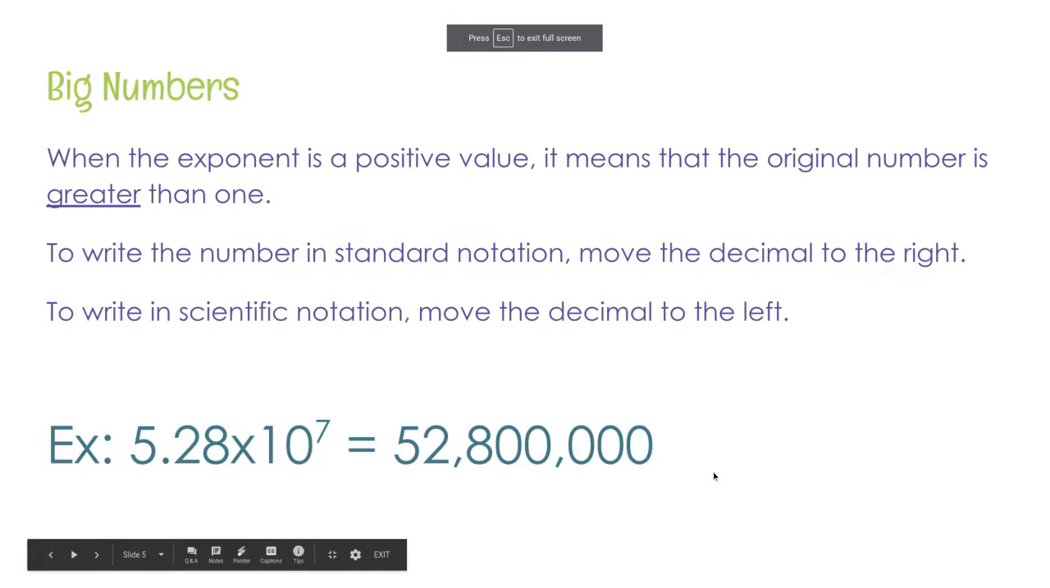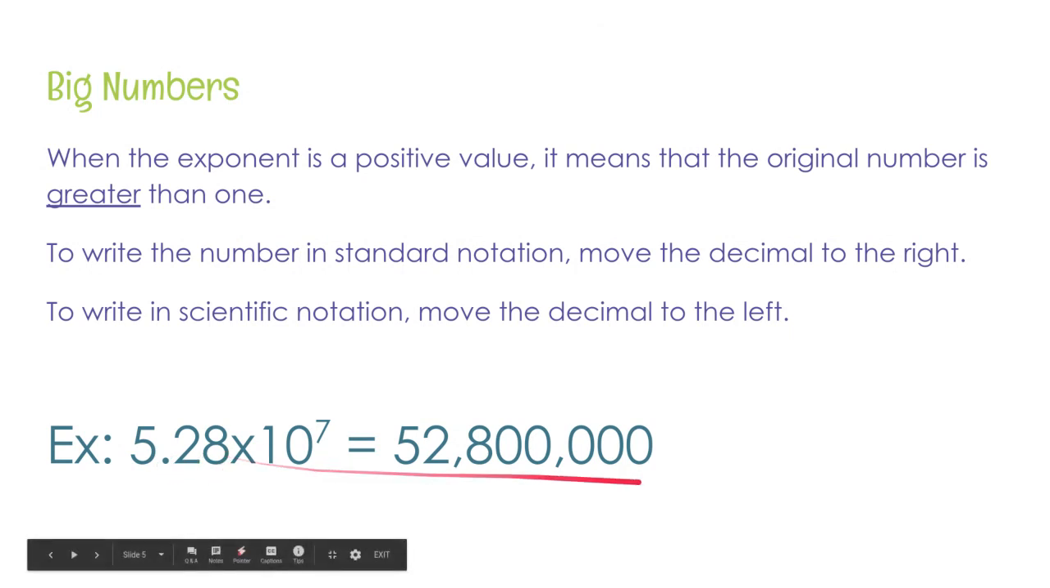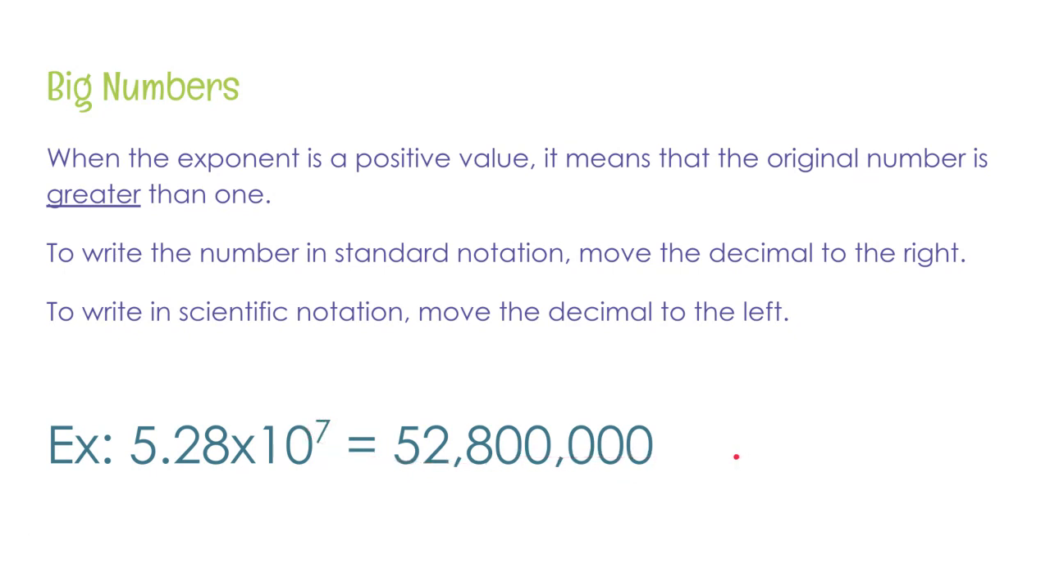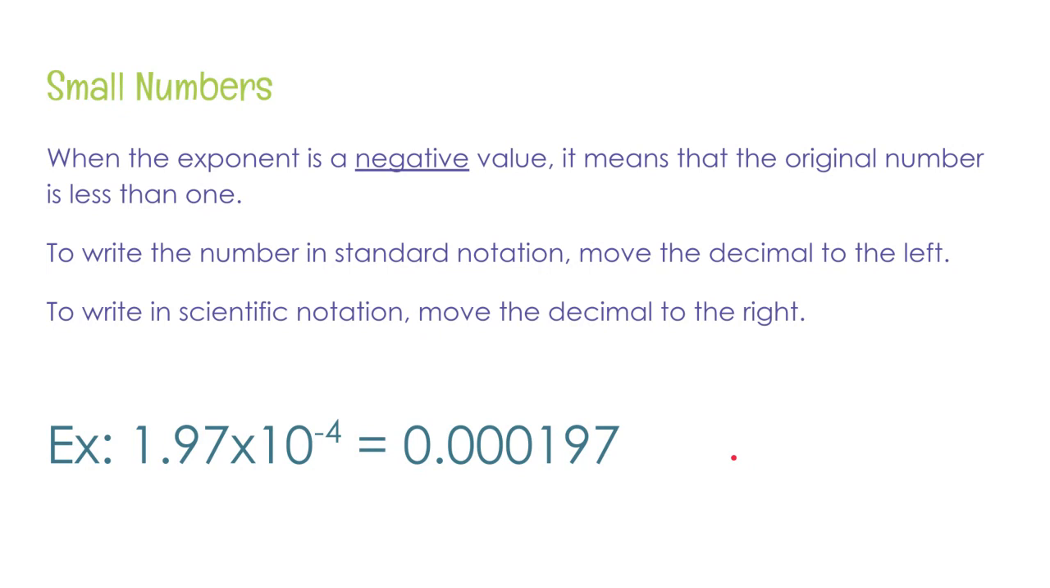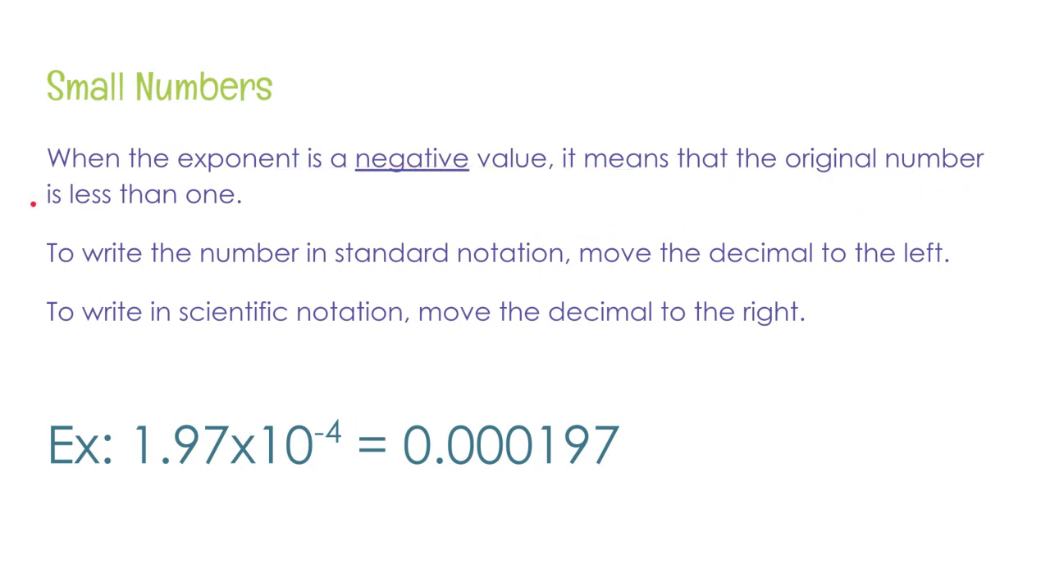This comes out to 52,800,000 because I have moved the decimal 2 times right here, and then 5 more to total the 7. That gives me the 5 zeros. Okay. Next example is for a small number. Exceptionally small numbers are written in scientific notation, again, to keep out the insignificant zeros. In this case, our exponent would need to have a negative value. When you have a negative exponent like this right here, it means your original number is less than 1.